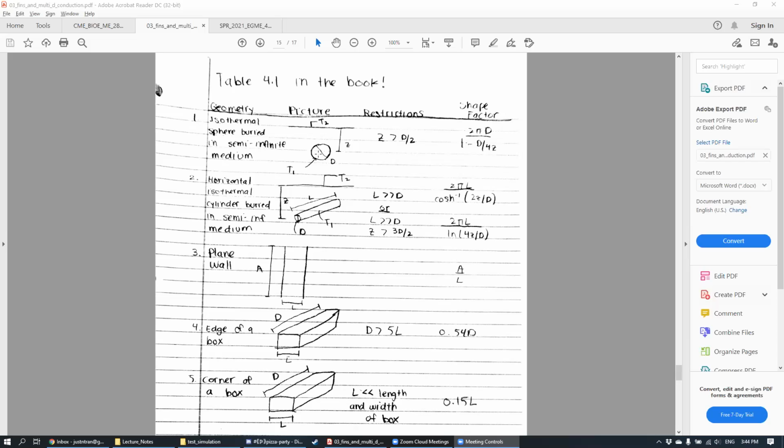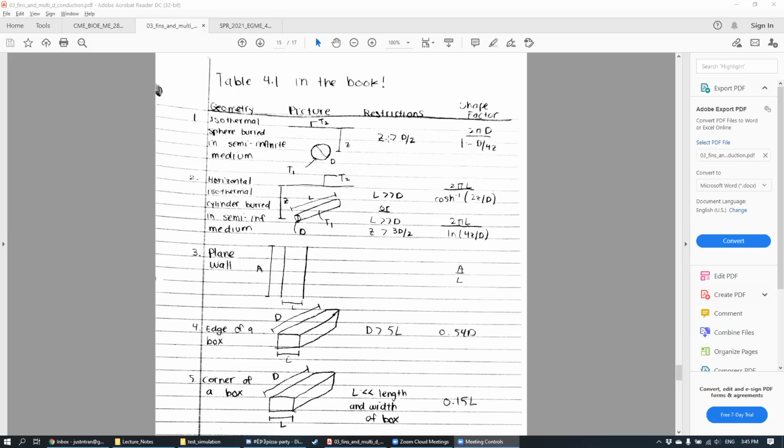And so what you have in the problem here is that the sphere is a certain temperature T1, and the top of whatever medium, like the soil or something, is T2. In the third column here, you have some restrictions, and you can only apply this shape factor when these conditions are met.